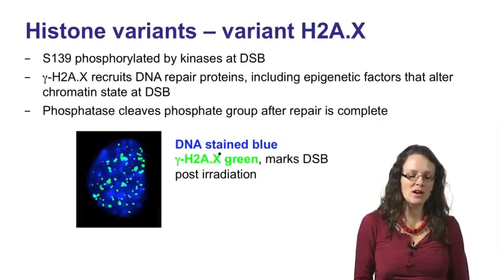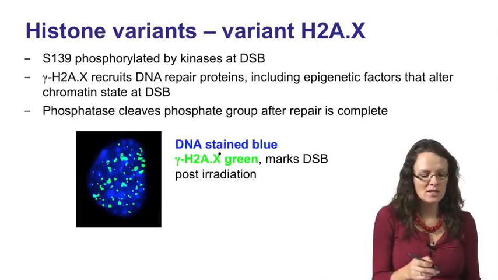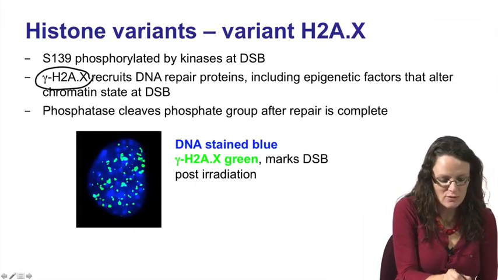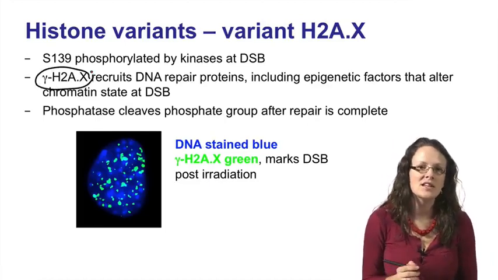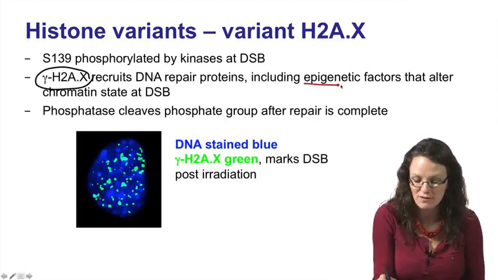So the serine 139 is phosphorylated by kinases, and this makes the gamma H2AX, and this happens at the double-strand breaks. And then it is this gamma H2AX which is then able to recruit DNA repair proteins. So it's not only DNA repair proteins that are recruited by gamma H2AX, but also epigenetic factors.